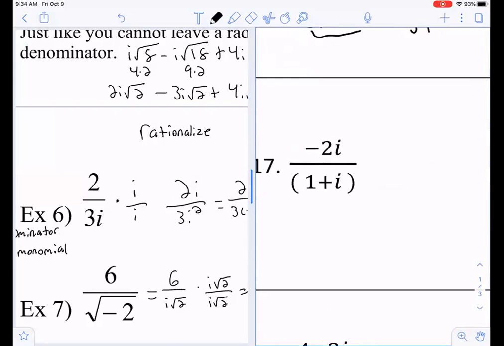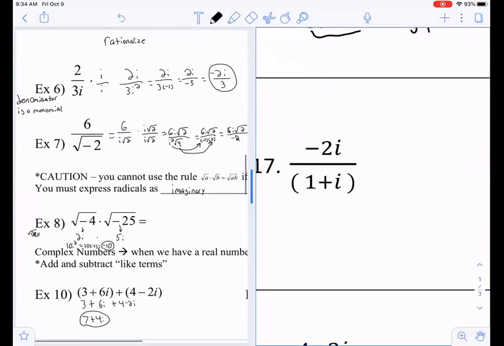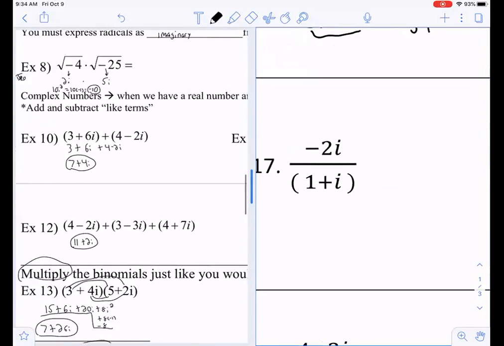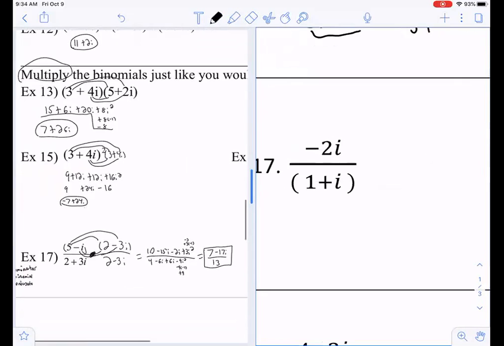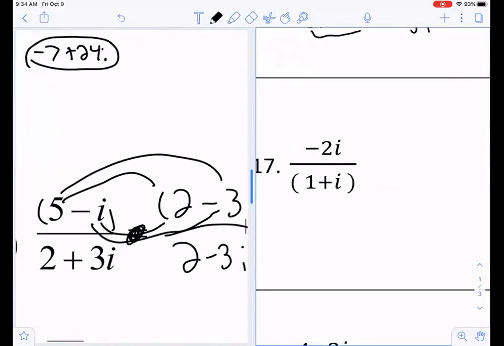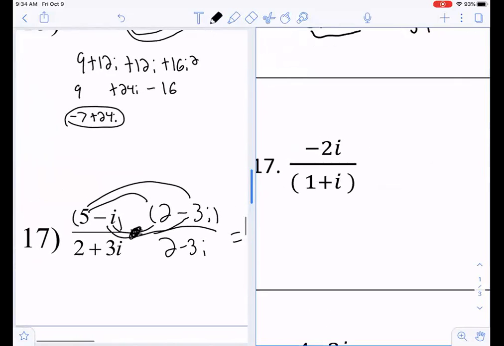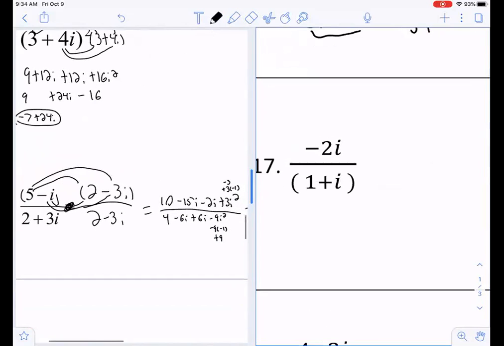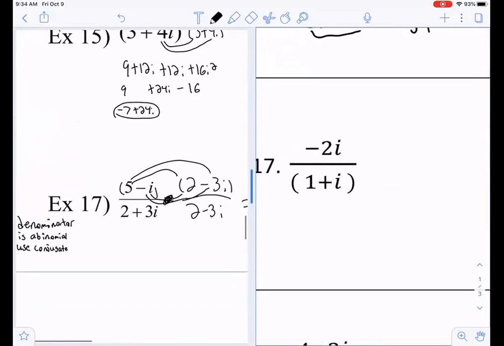Yeah, this one's a binomial on the bottom, so let's scroll through your notes. And let's look, good job, keep going, a little further. Binomial, right there, zoom in on 17. Let's take a look at what we did. So scroll over, I want people to see what good notes should look like right over here. This denominator is a binomial, so we have to use the conjugate. Thank you for taking such good notes.